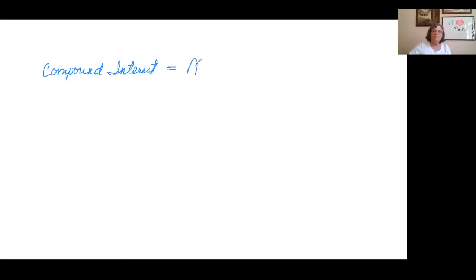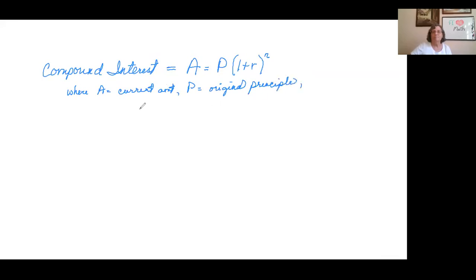But we're going to go with the amount in the account is the principal times 1 plus the interest rate raised to the n, where A equals the current amount, P stands for principal, is the original principal, R is the annual interest rate, and N is the number of years.